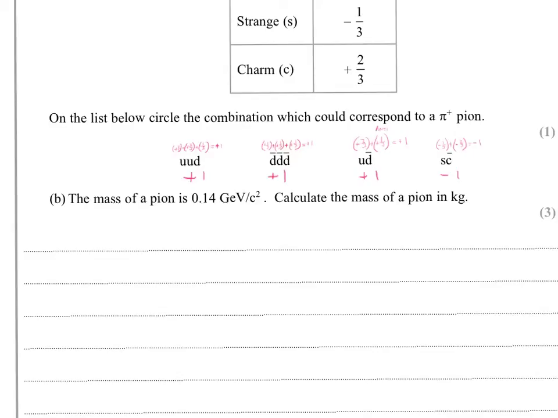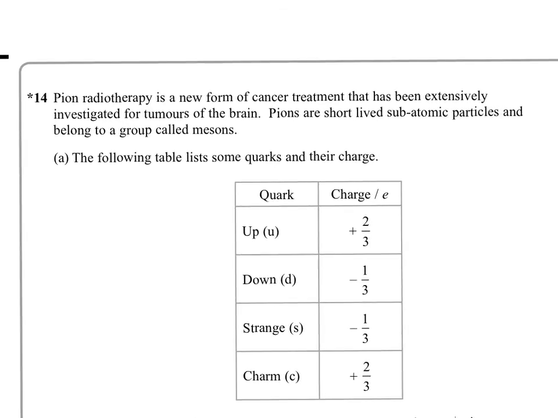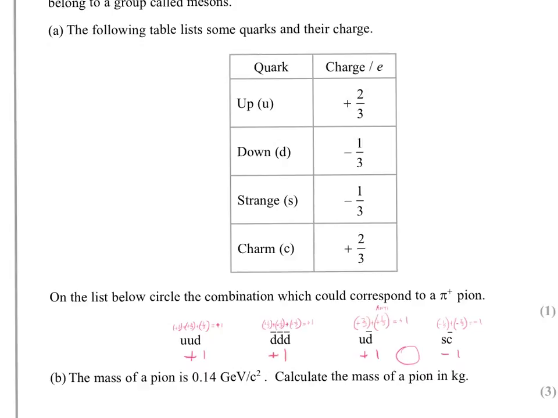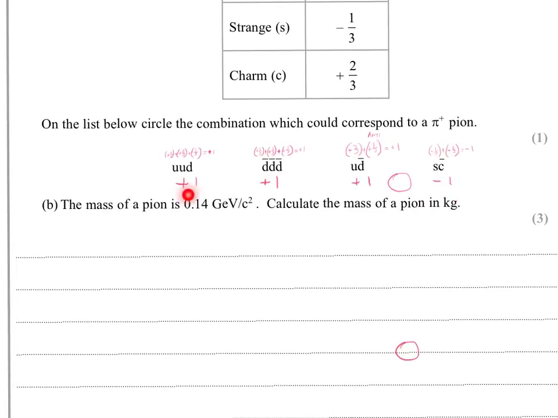So it says on the list below, circle the combination which could correspond to a pion, a pi plus, and we're told the properties of the pi plus. We're told up here that the pi is a meson, and mesons are quark-antiquark pairs. So we come down to this table, we can immediately rule out these two. These are baryons because they're quark triplets. These two are quark-antiquark pairs, and only one of them has the correct charge. So this is our answer.